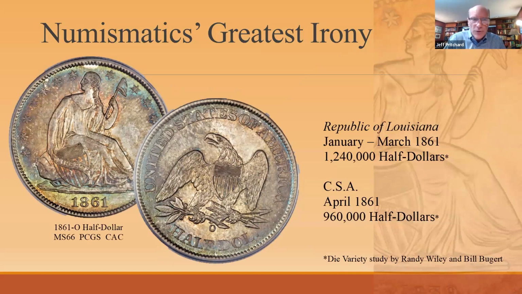So between January 26th of 1861 and the end of March, while the mint was under the control of Louisiana, they minted a little over 1.2 million half dollars. When the Confederacy controlled the mint in April, they minted another 960,000 half dollars. Now, in reality, they were just using the United States dies. These were United States half dollars.